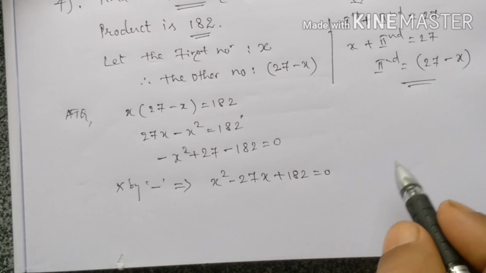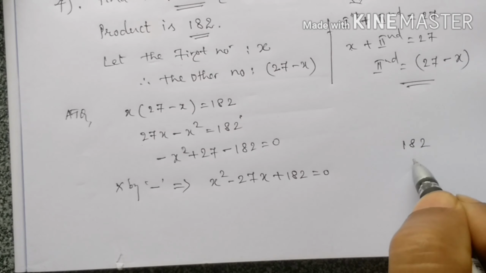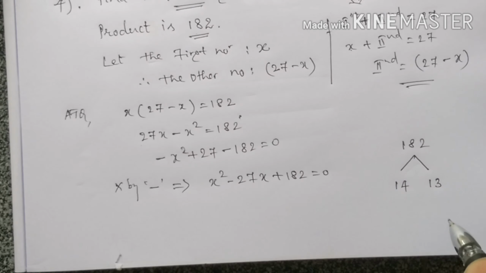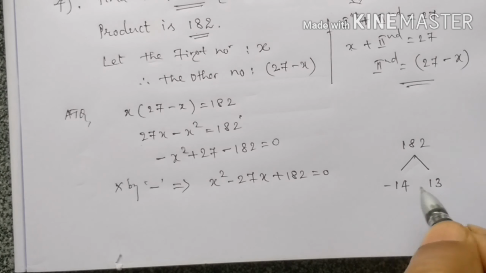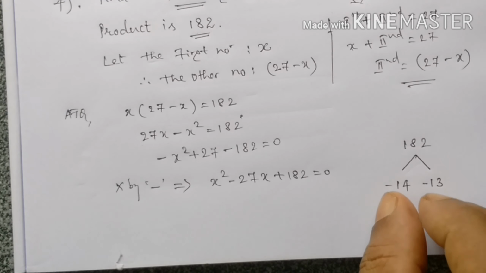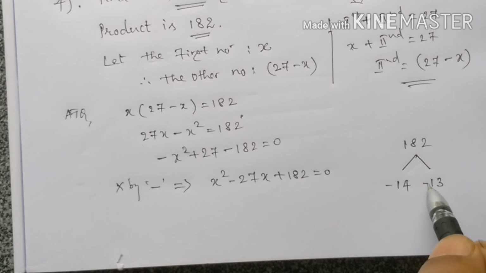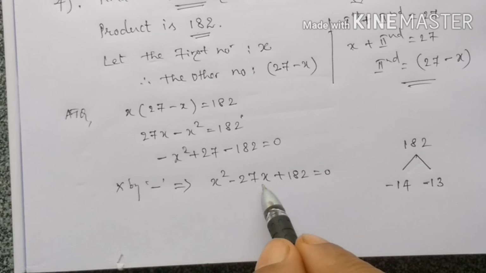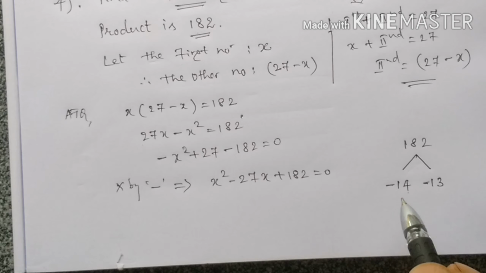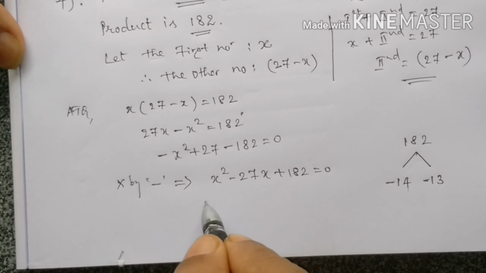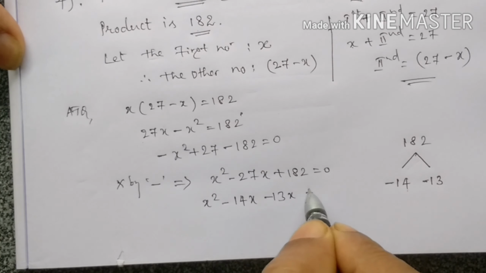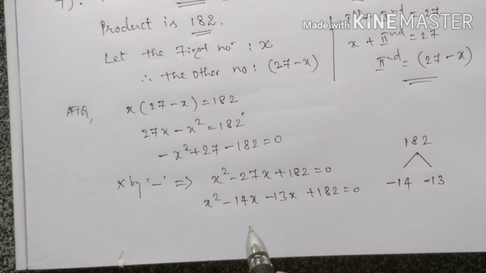So now we are going to find the two factors for 182. So 14 and 13 are the two factors you are going to get. So just factorize by the LCM method and make two groups. So you are going to get 14 and 13. Those two satisfy the middle term 27, because 14 and 13 together give 27, and give minus sign to both. So if you give minus sign to both, then the equation becomes x square minus 14x minus 13x plus 182 equal to 0.